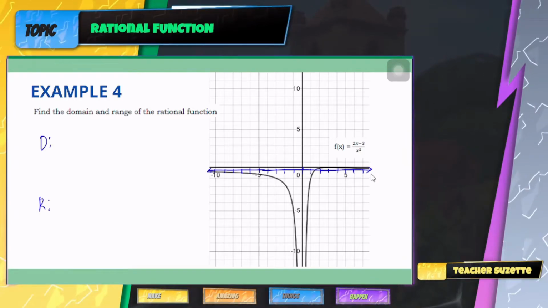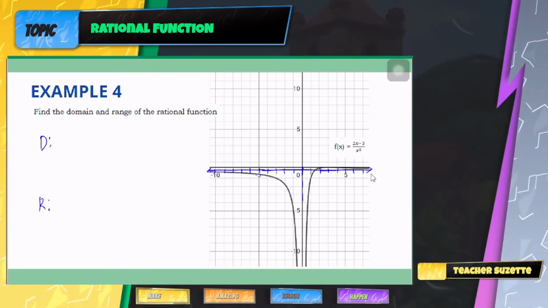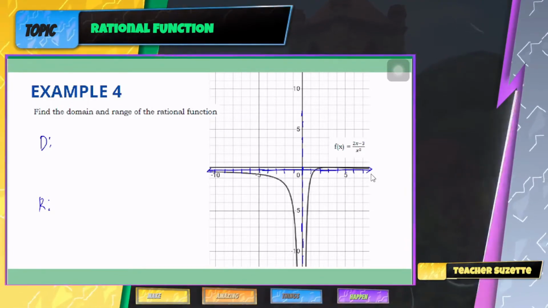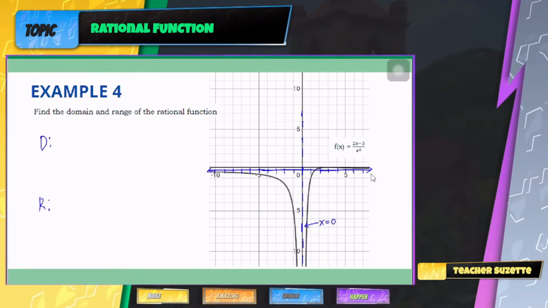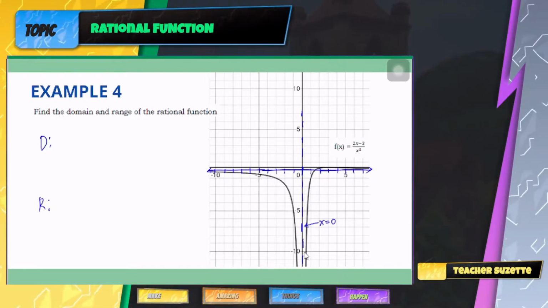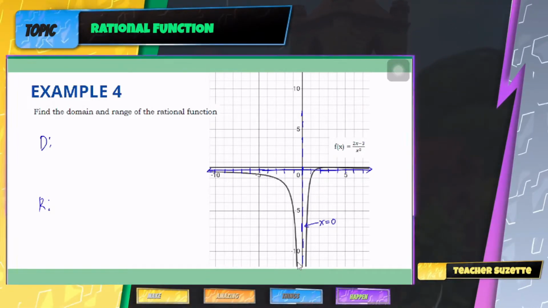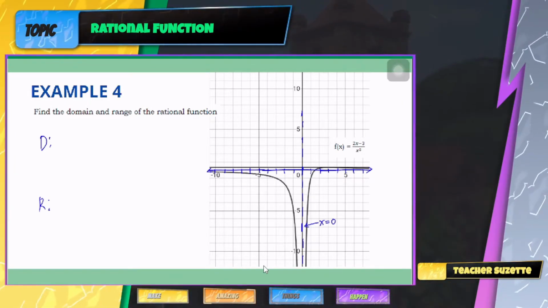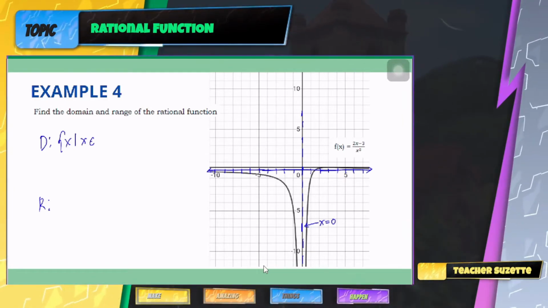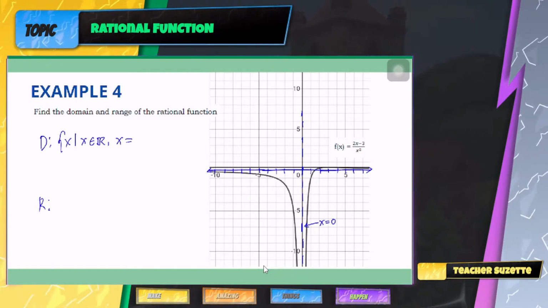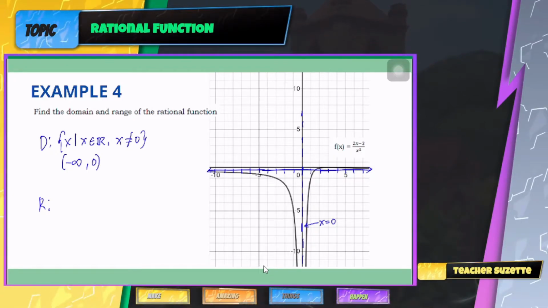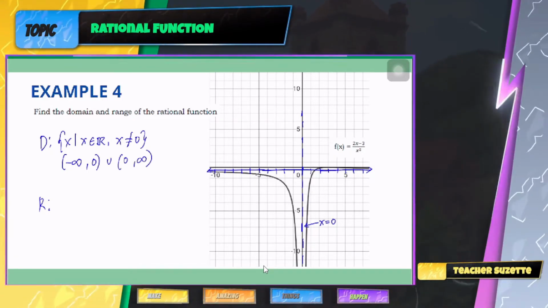However, specifically, in line x is equal to 0, mapapansin mo that your graph is approaching, however, it does not touch. So therefore, you can conclude that this is the restriction of your domain. So your x, such that x is the set of real numbers where x is not equal to 0 or negative infinity, 0, union of 0, positive infinity.